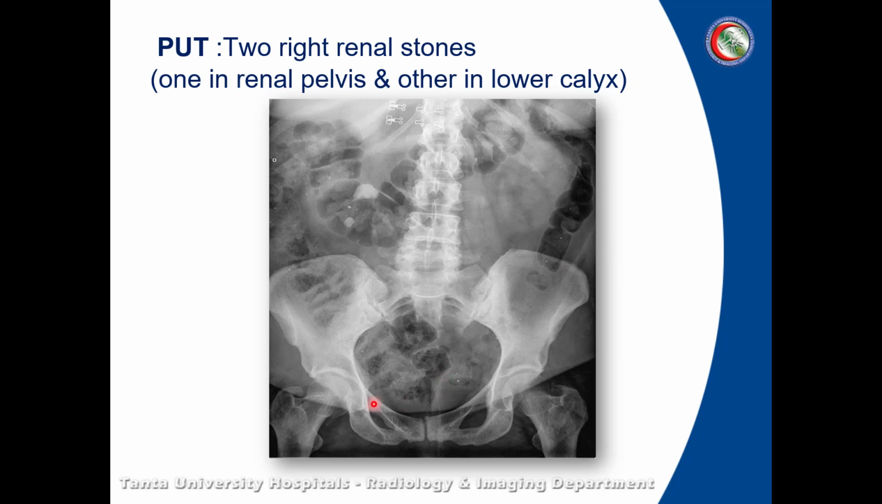Another example for PUT as no contrast could be detected in the image, showing two stones in the region of the right kidney, one in the renal pelvis and one in the lower calyx. The full comment is PUT or KUB or plain X-ray of the abdomen and pelvis showing two right renal stones.